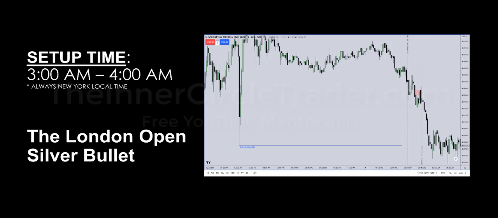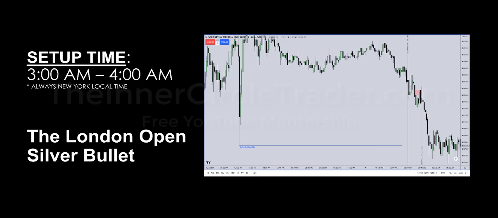First setup time is 3 a.m. to 4 a.m. Now, we're always referring to New York local time. So whenever I'm referring to a specific time, whether it be a window of time or a very specific time of the day, you have to have your charts calibrated to New York local time. Wherever that is, whenever that is, in your area. If we're observing daylight savings time, then you observe daylight savings time. That way it removes all the uncertainty, the confusion. New York local time is what you're using when you're charting.